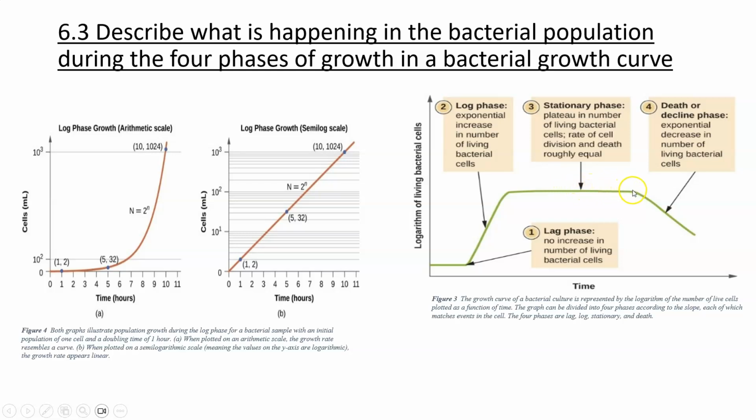Eventually, the conditions get to a point that the environment can't support the bacteria anymore, and we'll get a death rate that exceeds the growth rate, and that's when you're in death or decline stage. The important thing there is death also occurs exponentially. And so death rate is going to happen gradually or logarithmically, just like growth rate.